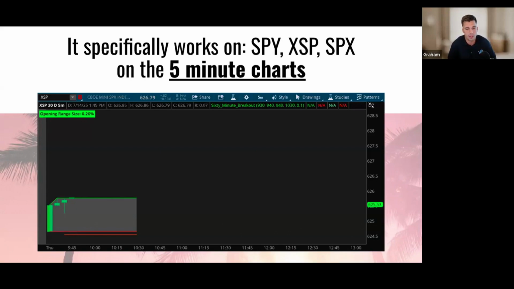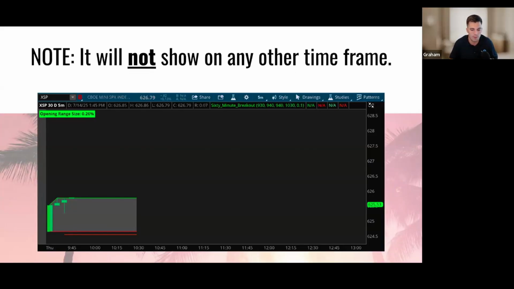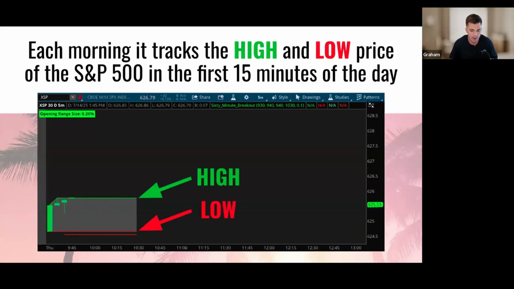And it specifically only works on the 5-minute charts. So if you have 10-minute candlesticks up, it's not going to show up. If you have 30-minute, not going to show up. Daily, an hour, it only works if you have the 5-minute candles open. That's because that's what the testing showed best. So it's not going to show up on any other time frame.